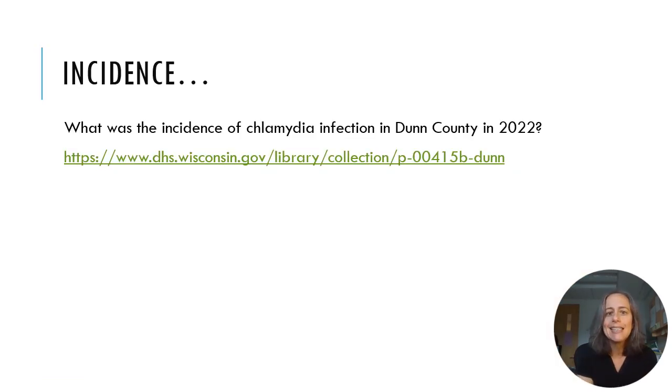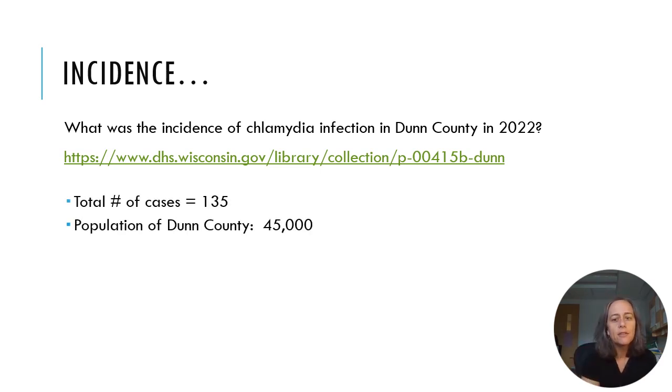All right, let's look at something that is not as prevalent, not with such a high incidence. Let's say, for example, what was the incidence of chlamydia infection in Dunn County in 2022? You can find this data on the web. Our state health department maintains this information for us, and there's the link there if you want to go explore. You'll do that as part of your activity this week. But you can find out that the total number of cases of chlamydia diagnosed in Dunn County in 2022 was 135. So there were 135 cases where somebody got a chlamydia test and it was positive.